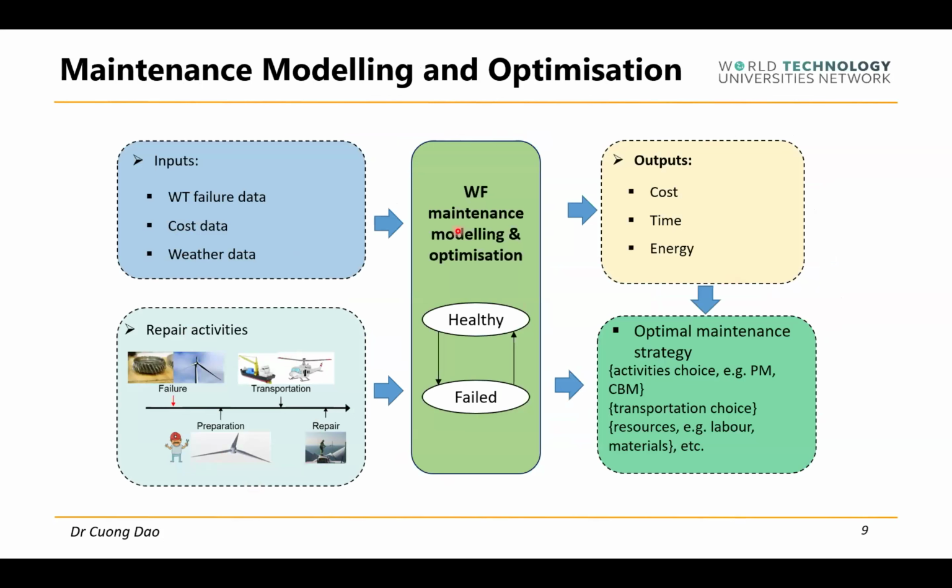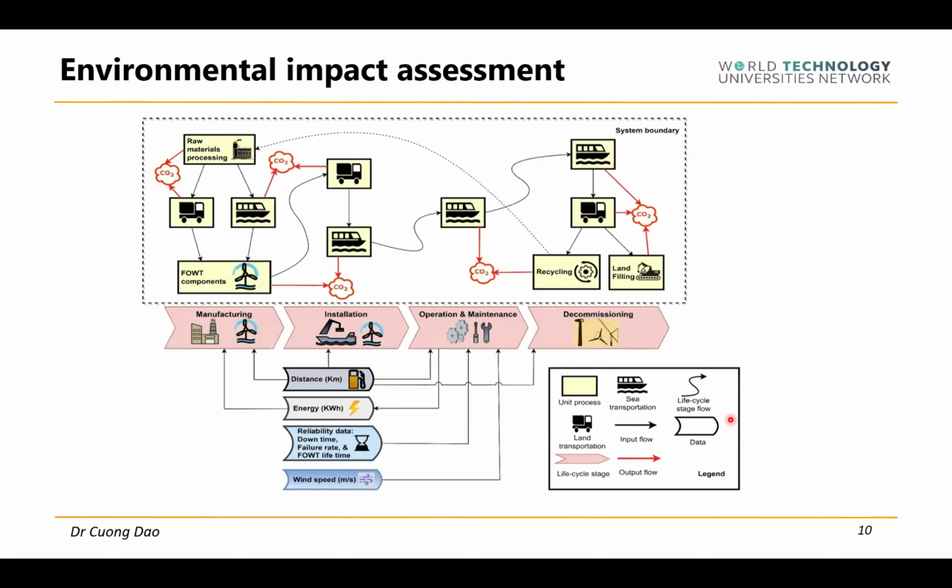At another, higher level, which is maintenance optimization here, we can estimate the cost, the time, the energy output, and also different options for determining maintenance strategy. Another part is that we also develop an environmental impact assessment model, and as you see, we look at the entire life cycle of the asset, from manufacturing, installation, and operation to decommissioning or recycling.